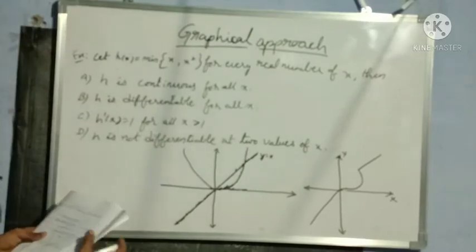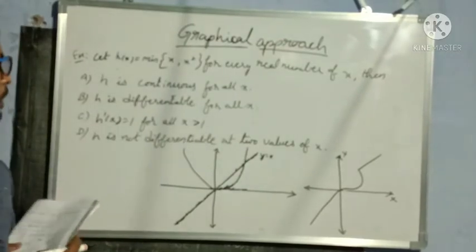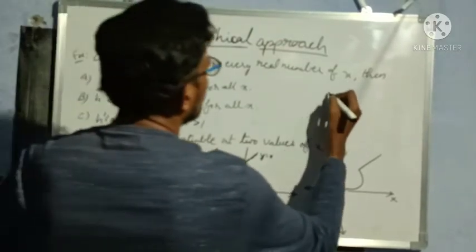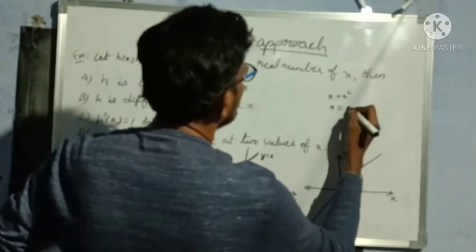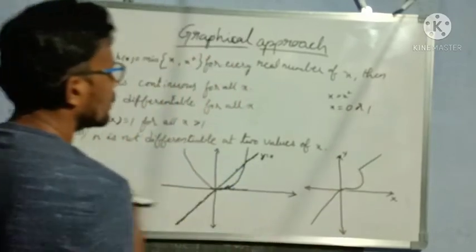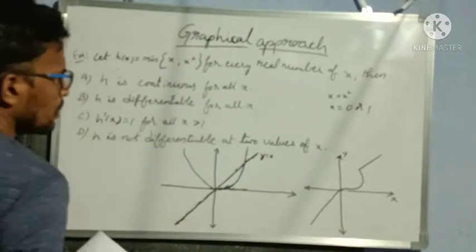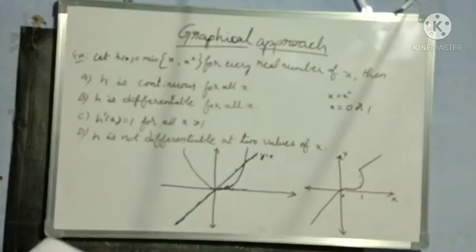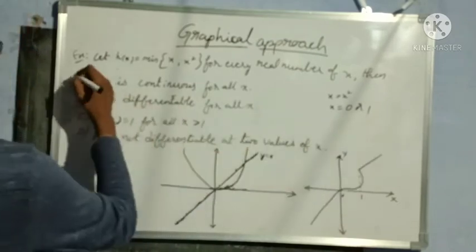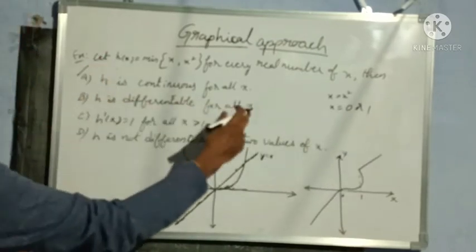So what are the 2 points? Let us see. If I substitute x is equal to x square, then x is equal to either 0 or 1. That's all, only 2 possible values. So at x is equal to 0 and x is equal to 1, we are getting a sharp corner. Okay, so h is continuous for all x? Yes, h is continuous for all x. h is differentiable for all x? Wrong.